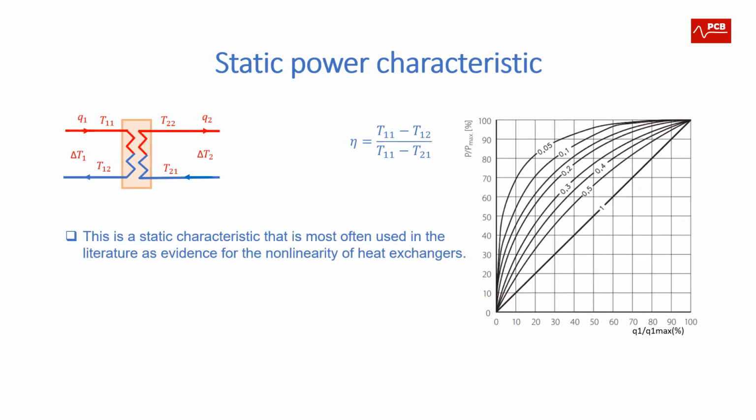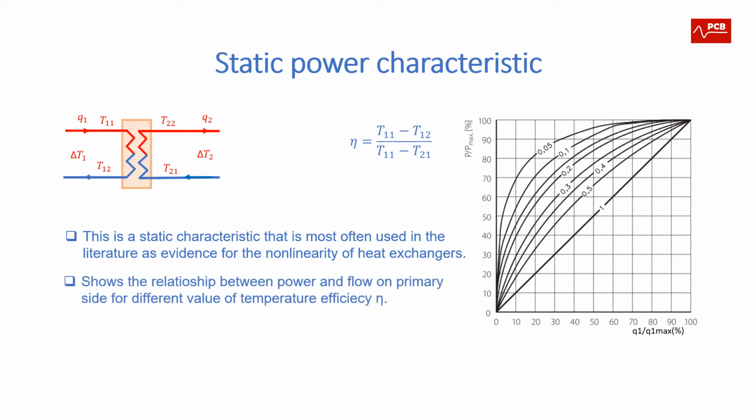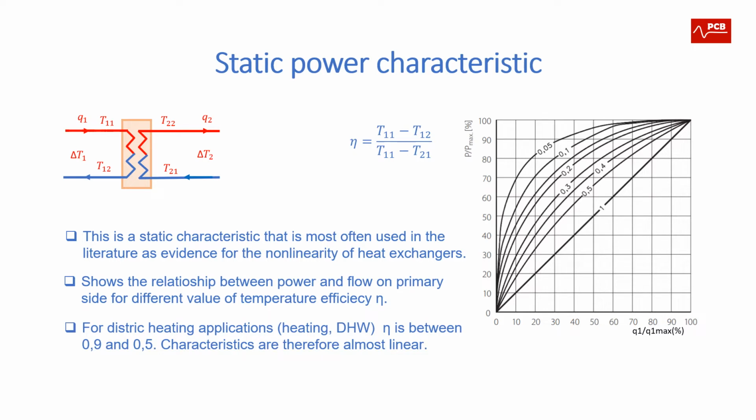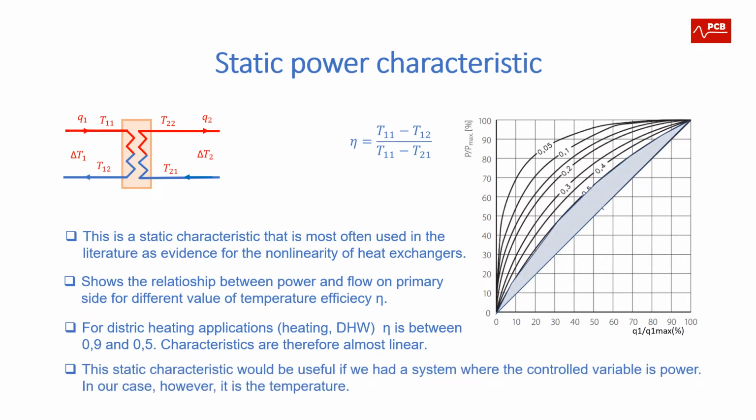This static characteristic is most often used in literature as evidence for nonlinearity of the heat exchanger. It shows the relationship between power and flow on the primary side for different values of temperature efficiency. For district heating applications, meaning heating and domestic hot water preparation, theta is between 0.9 and 0.5. Characteristics are therefore almost linear. So this static characteristic would be useful if we had a system where the controlled variable is power. In our case, it is the temperature, so we cannot use it.